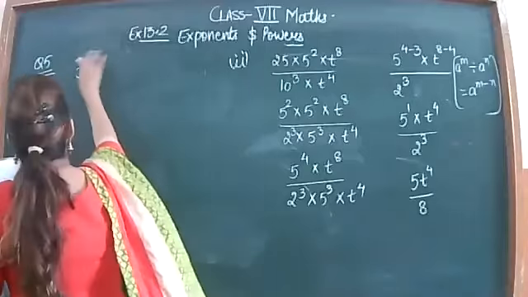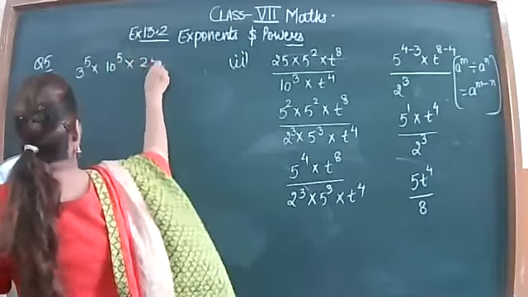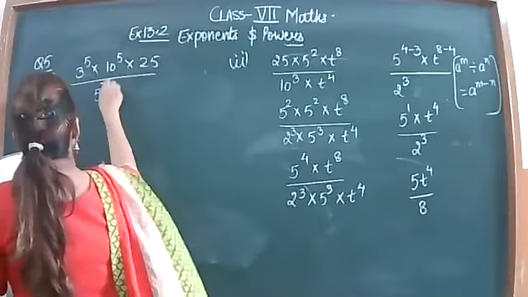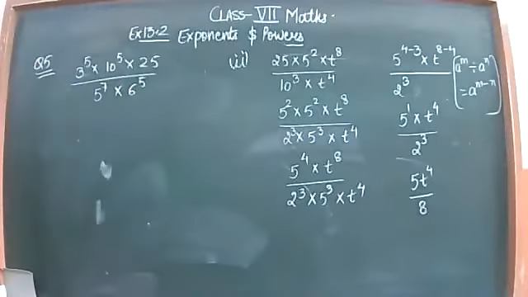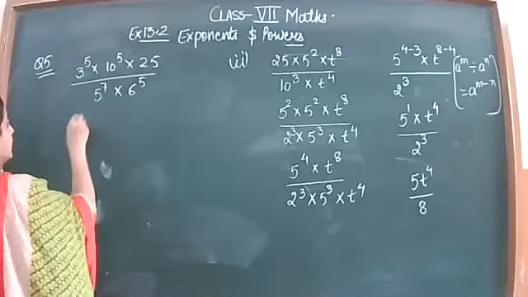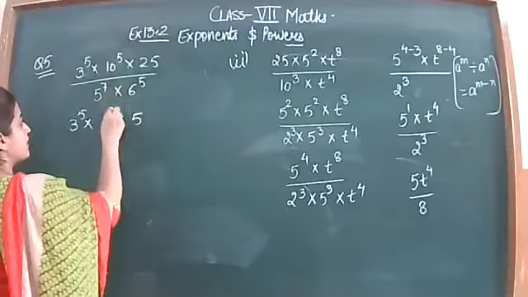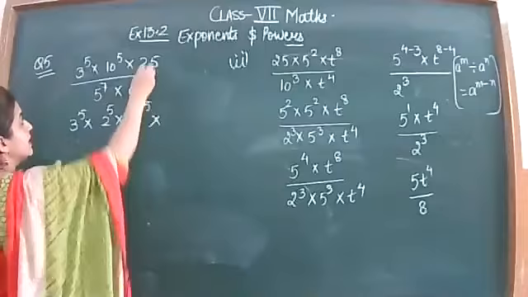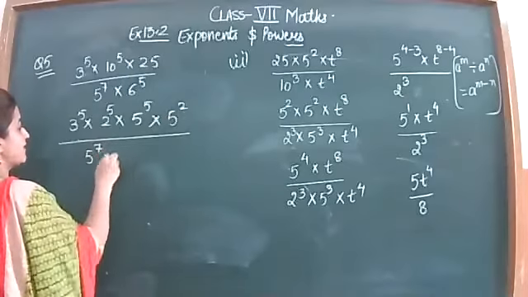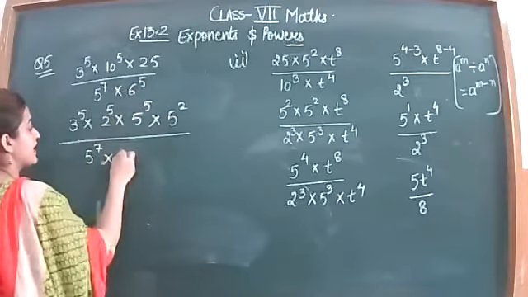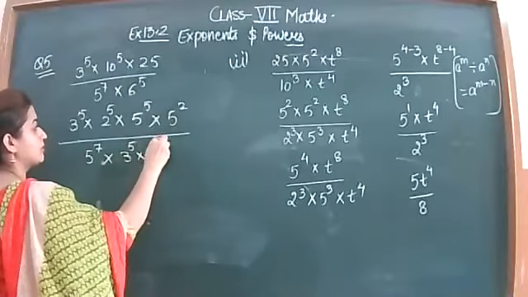3 raised to power 5 into 10 raised to power 5 into 25 upon 5 raised to power 7, 6 raised to power 5. 10 can be written as 2 fives are 10 and power 5 will be written on both the numbers. This 25 can be written as 5 square. 5 raised to power 7 is same. 6 can be written as 3 twos are 6 and power 5 will be written on both the numbers.